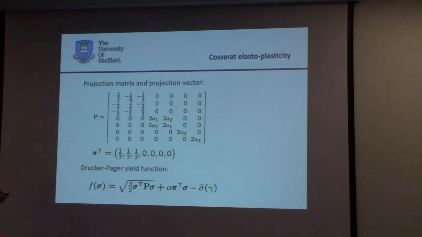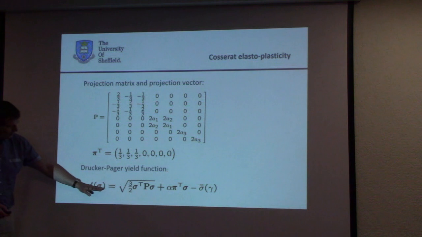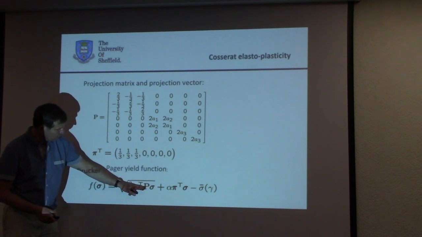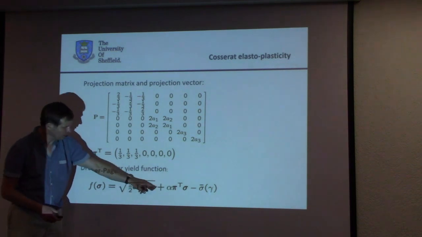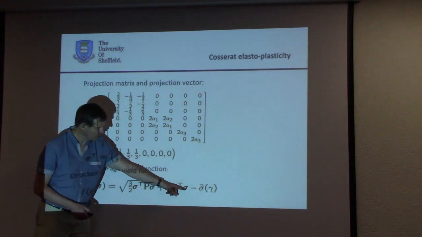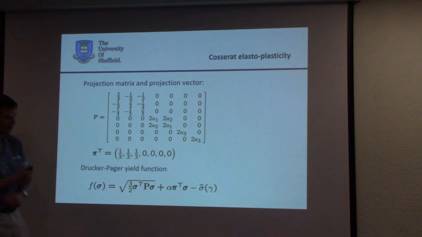So in matrix notation, you here have just the normal ones. Here you have additional terms, and this is related to the bending moments. So you have now in a matrix vector notation your yield function as this, sigma times this matrix times this, plus alpha times the projection vector of the stresses minus your yield function.